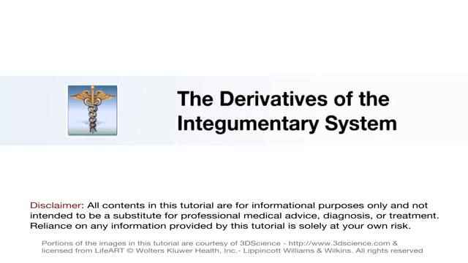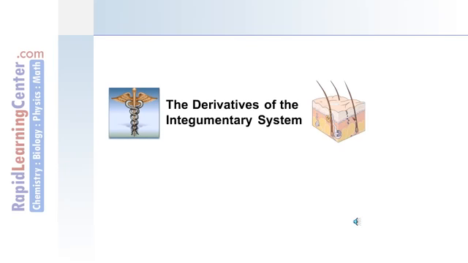The integumentary system includes the skin and its different layers as well as the derivatives. In this section of the tutorial, we'll discuss the derivatives or special structures of the integument, including hair follicles, sebaceous glands, sweat glands, and nails.